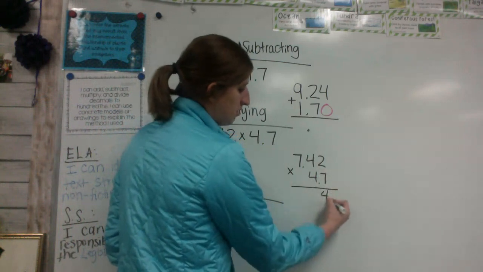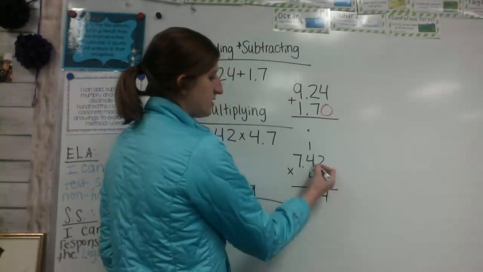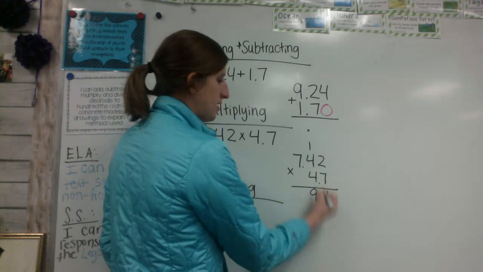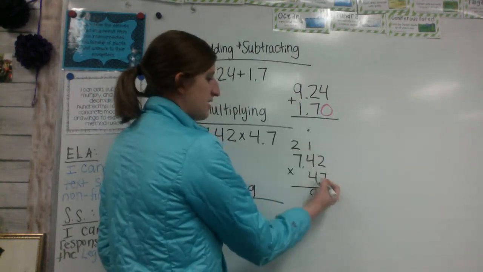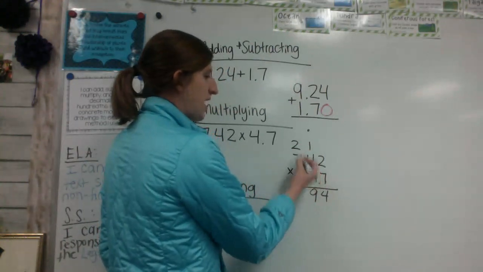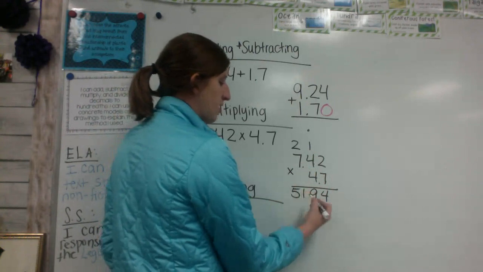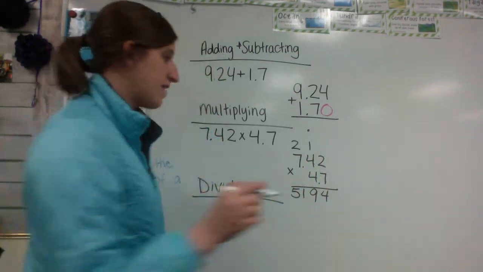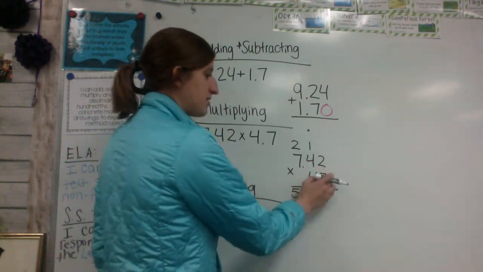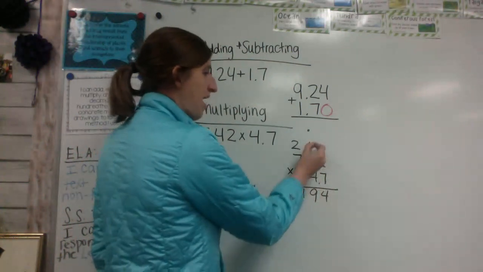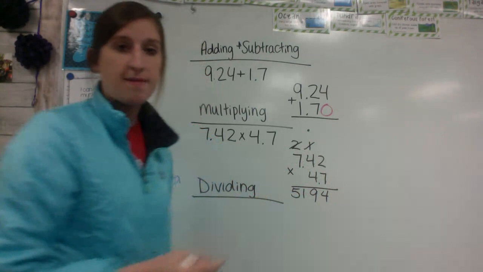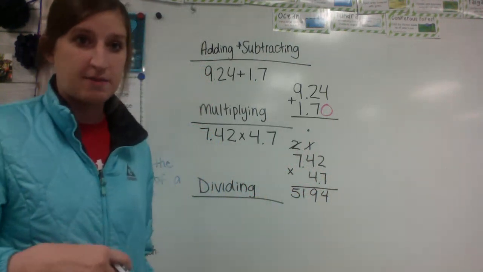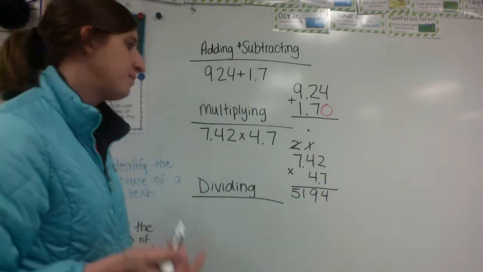7 times 2 is 14. 7 times 4 is 28 plus 1 is 29. 7 times 7 is 49 plus 2 is 51. Now, once I take care of that 7, I'm finished with the 7 completely. I'm going to ignore this guy and move over to the 4. I like to mark out my numbers up top so I do not accidentally reuse them, because that happens easily.